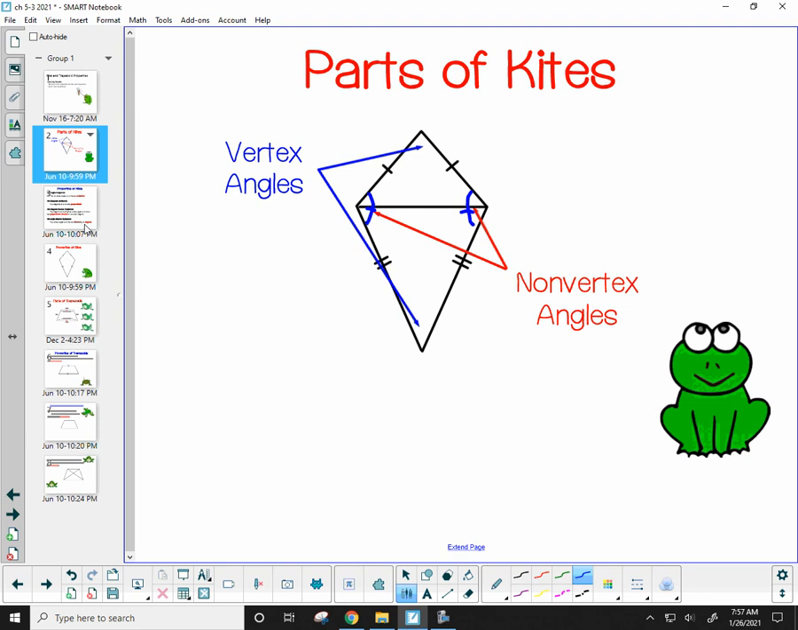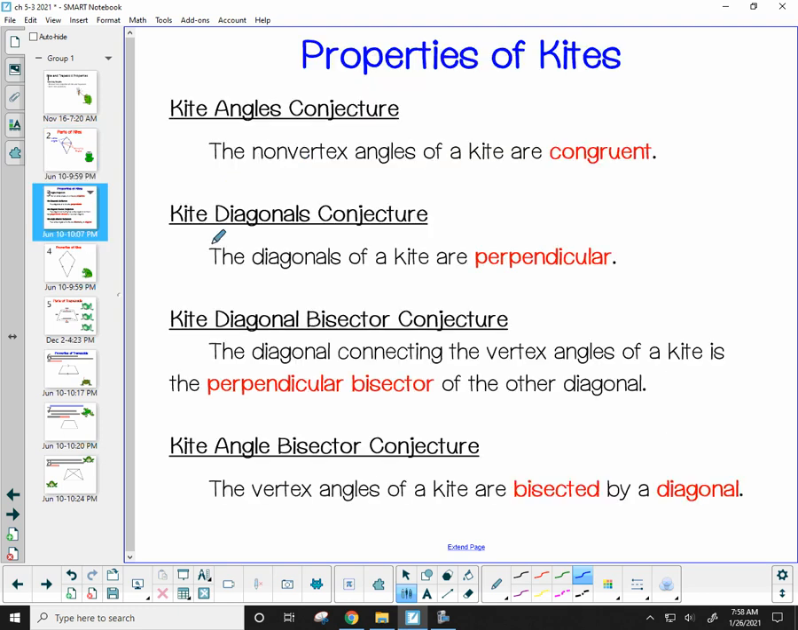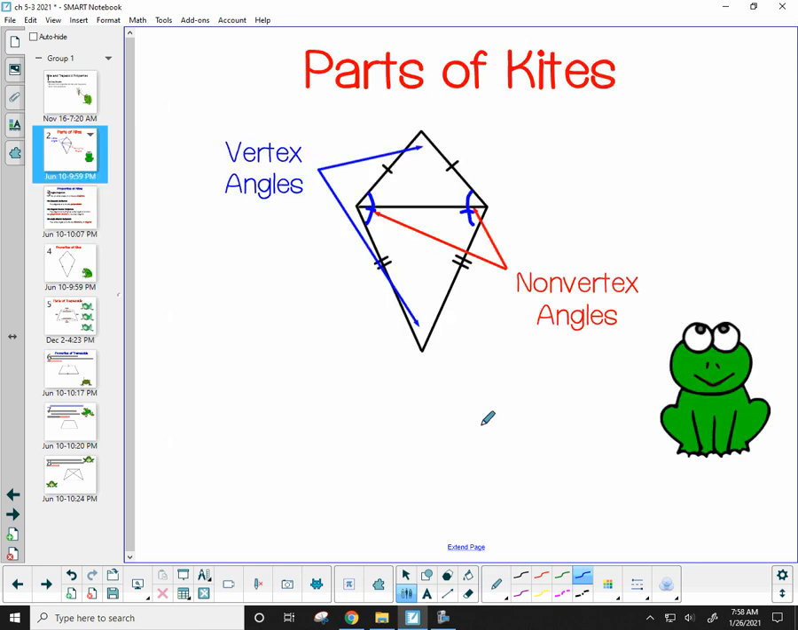All right, next one. The diagonals of a kite are perpendicular. All right, so let's go back. I'm going to draw in my other diagonal here. And that conjecture there is saying that they are perpendicular, which again should not be a surprise, right? Because when we have an isosceles triangle, we have perpendiculars here, right? From this vertex, this can be a perpendicular.